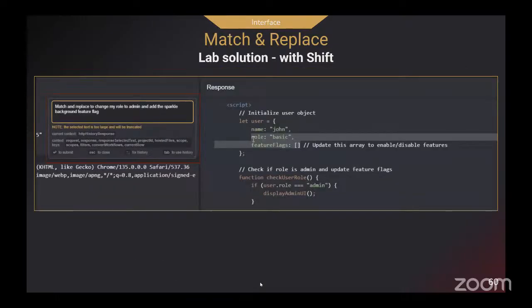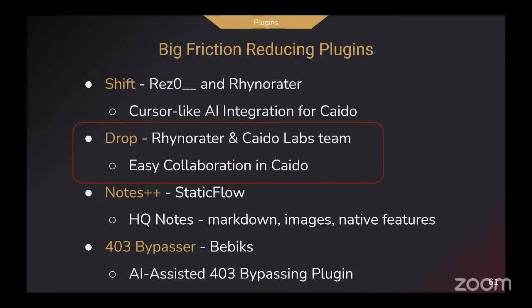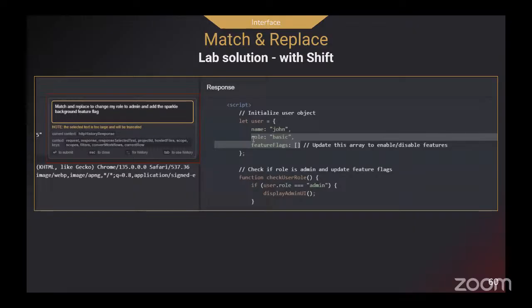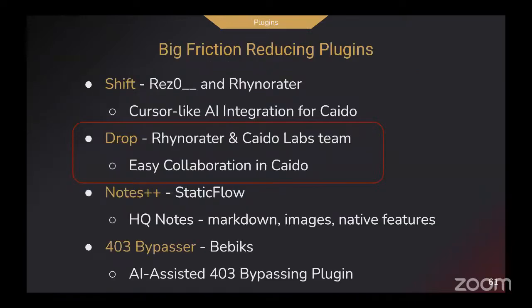We'll skip the lab. Pause on that one really quick. You can see the solution to this lab for the match and replace becomes super simple with Shift. I highlight role basic and feature flags empty, and I simply tell Shift, hey, create a match and replace to change my role to admin and add the sparkle background feature flag. And it reads the JS on this side, says, oh, that's the sparkle background feature flag, and then creates a match and replace rule to turn that on. Super clean. All right. Drop.